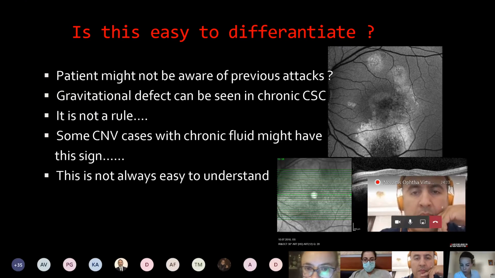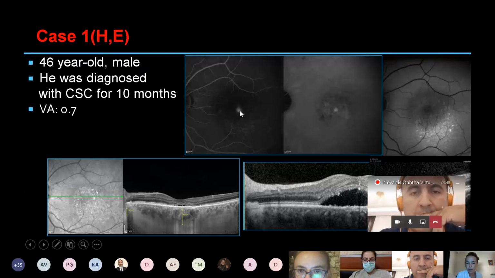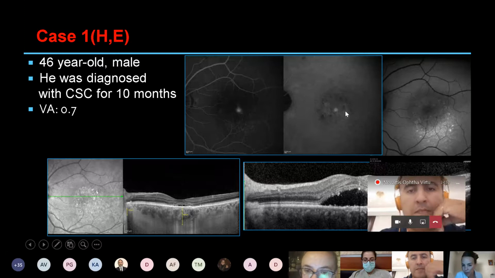And right now, I will go forward with my cases and show some treatment results of photodynamic therapy in these cases. Case 1, a 46-year-old male. He was diagnosed with central serous for 10 months. The visual acuity was 0.7. As you see here, a leaking area in the paracentral fovea.